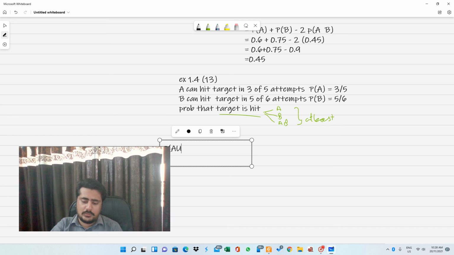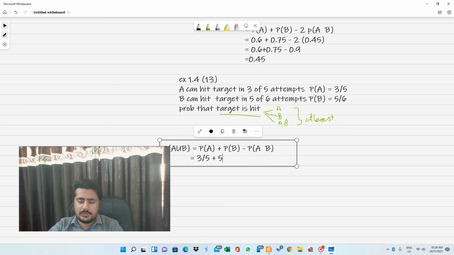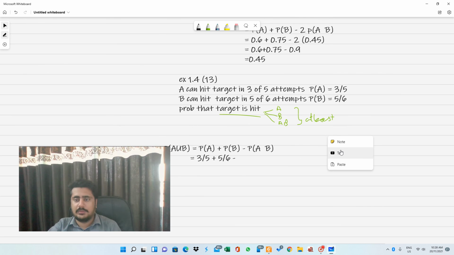This union, that is P of A union B, is equal to P of A plus P of B minus P of A intersection B. Three by five plus five by six minus. Do I have the intersection? No, I don't have the intersection. Can I find the intersection? I can find the intersection.